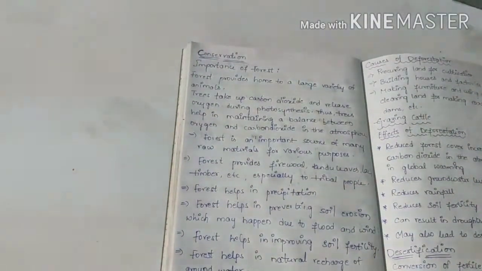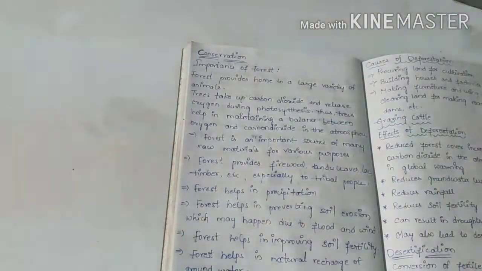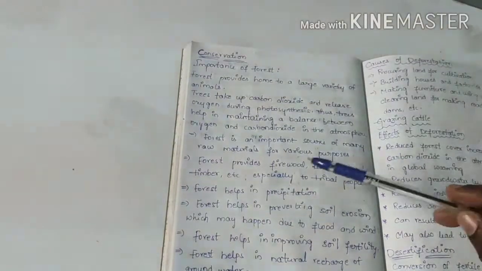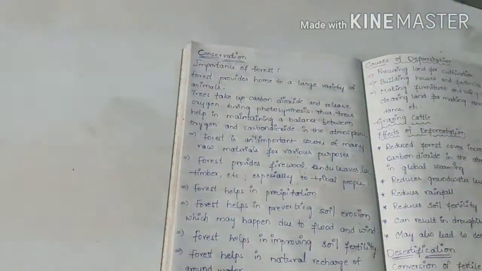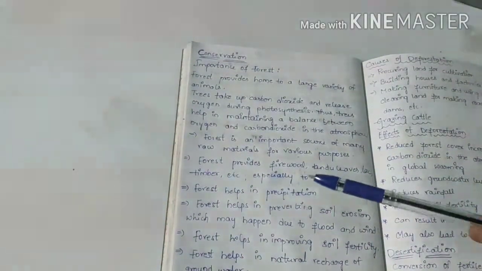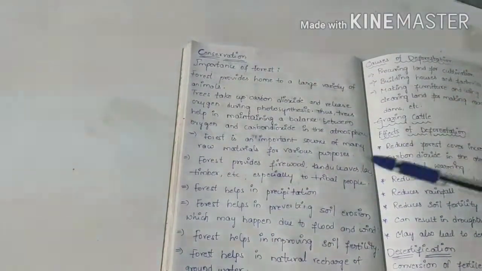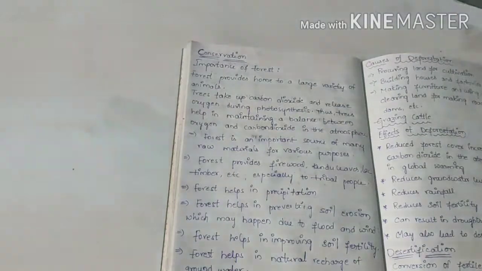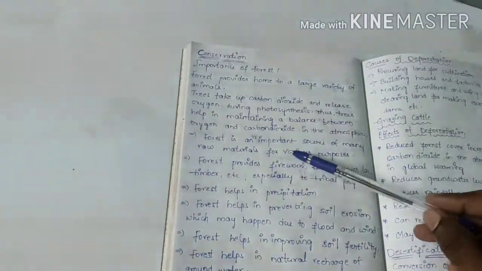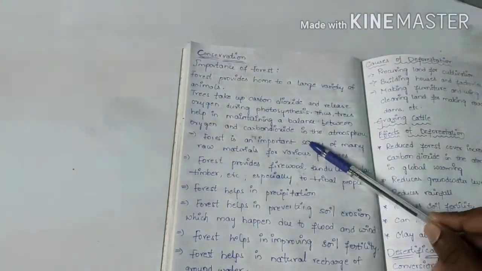Then coming to the trees. Trees will inhale carbon dioxide and give out oxygen during photosynthesis. That means the carbon dioxide we give out is taken by the trees. There is no rule that the same amount is utilized, but the carbon dioxide we give out is utilized by the plants, and the oxygen given out by the plants, we are utilizing. Due to this, the balance of oxygen and carbon dioxide in nature is present.